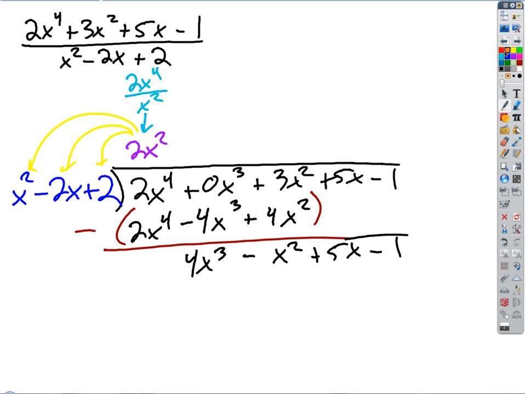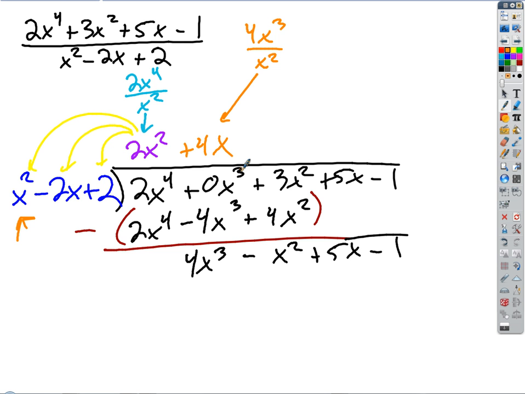Okay, so we'll divide out. So now, same game as before though. I want to see how many times does the leading term here go into the leading term there, right? So we'll just divide them out. 4x cubed over x squared is what? So the next term is 4x. Now what do I do? Yeah, distribute it through, right?